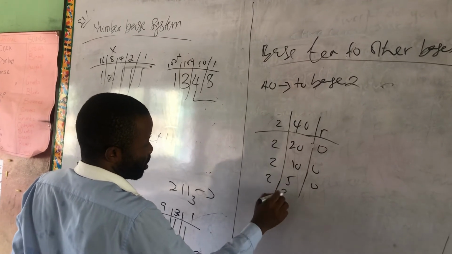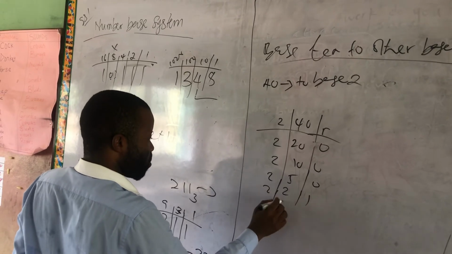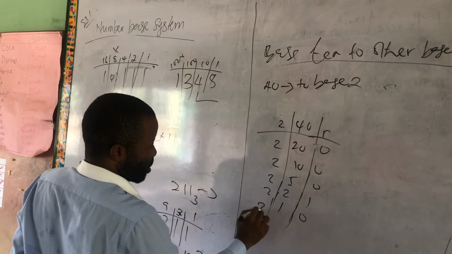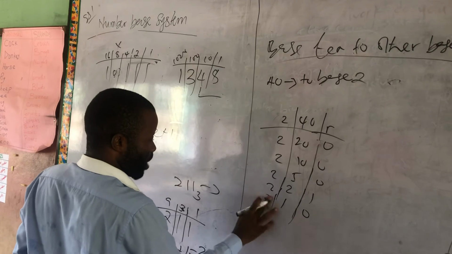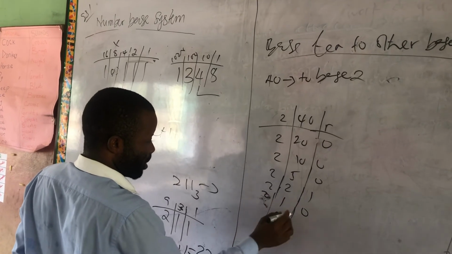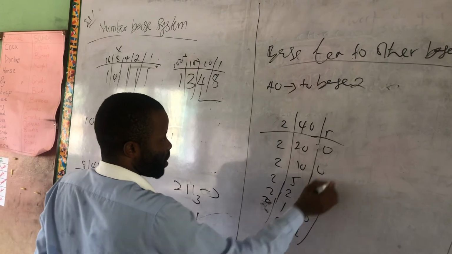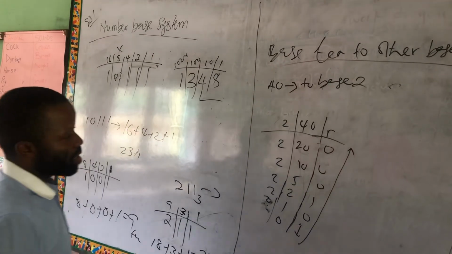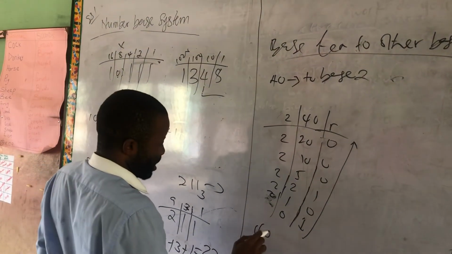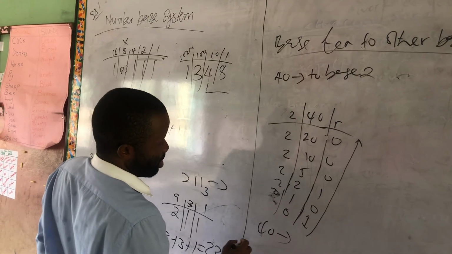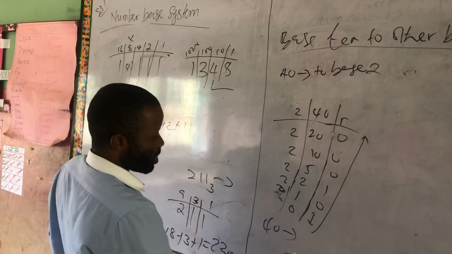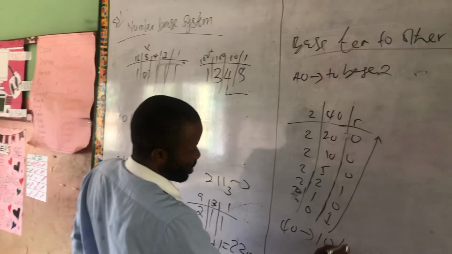2 in 5, 2 remainder 1. 2 in 2, 1 remainder nothing. 2 can no longer go in 1 because 1 is smaller, so you write 0, you carry this 1 as remainder, and you move it up. Which means 40 in base 10 to binary is 1 0 1 0 0 0.